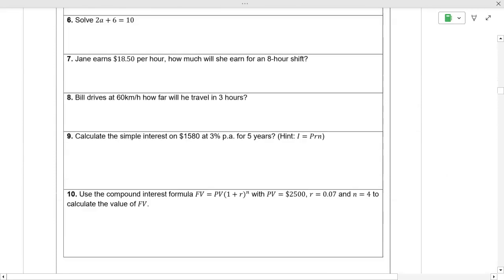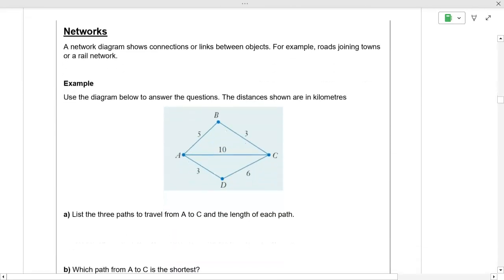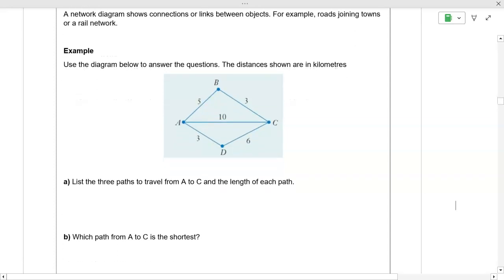Okay, so moving on to the first part for this, we're looking at networks. So a network diagram shows connections or links between objects. So for example, roads joining towns or a rail network. So using this diagram, we need to answer the questions, and it says the distances shown are in kilometres. So it means these little markings on each of the edges are kilometres between the towns, so to speak. So what it says here is list the 3 paths to travel from A to C and the length of each path. So it means how can I get from point A to point C? And I need to list those.